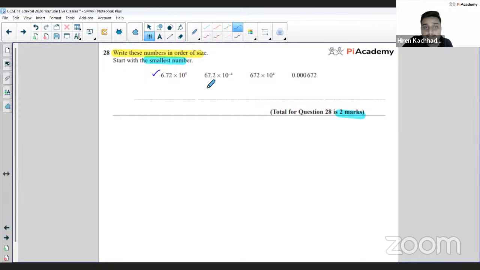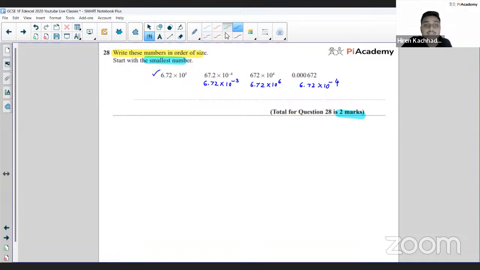Now let's have this. So basically, if I write this one, 6.72 and 10 raised to minus 3 is going to happen, right? If you write this, then what is going to happen? 6.72 times 10 raised to 6, okay? And if you write this, then we are moving the decimal point 1, 2, 3, and 4 places, right? So it is 6.72 times 10 raised to minus 4.